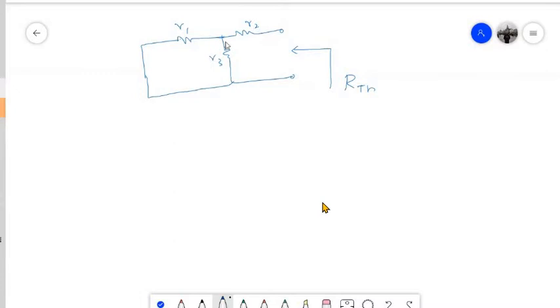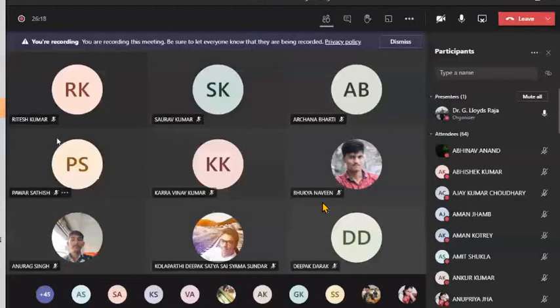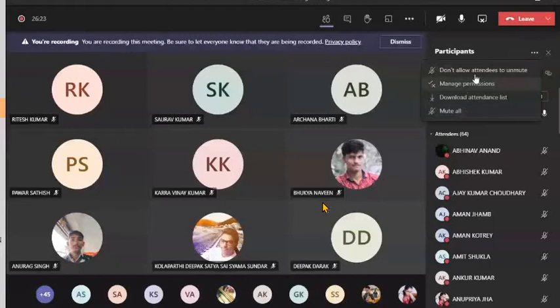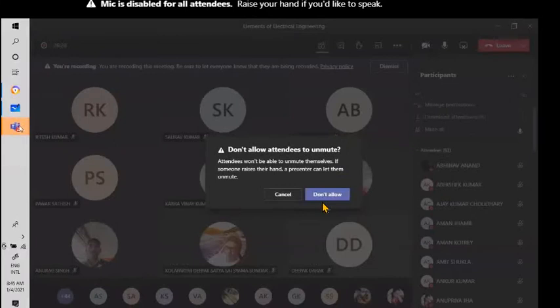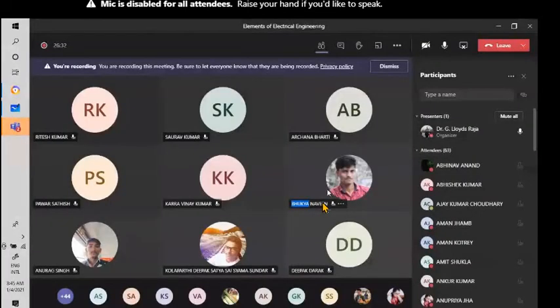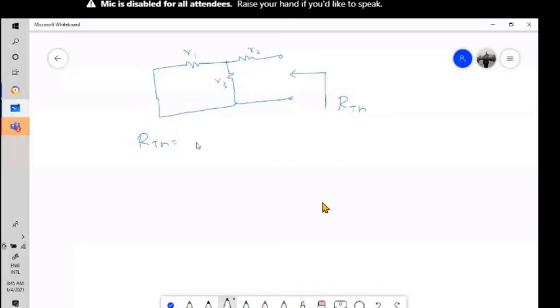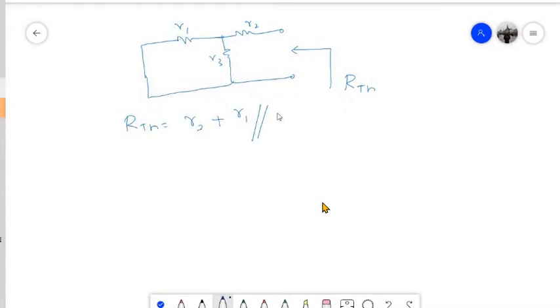We have R2, then we have two resistances in parallel. Summing up these two, we will get actually the RTH. So R2 and then R1 parallel R3. So RTH is nothing but R2 plus R1 parallel R3.